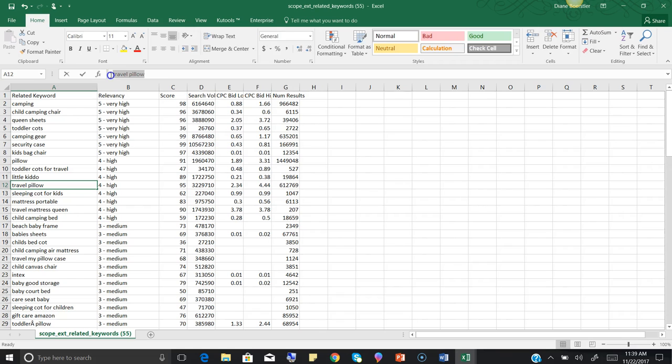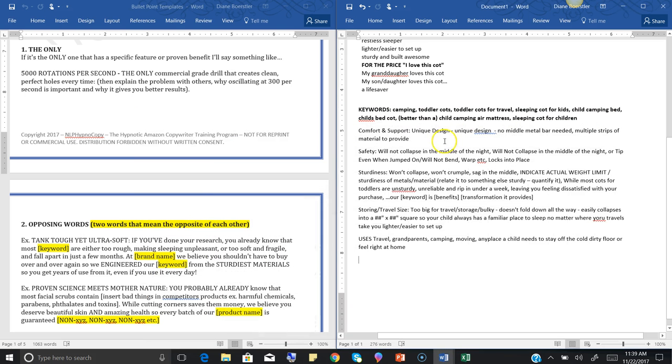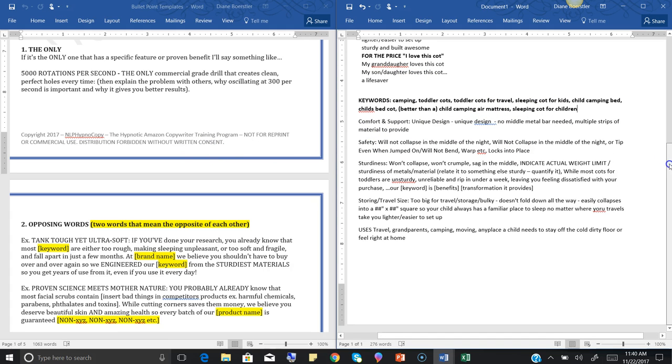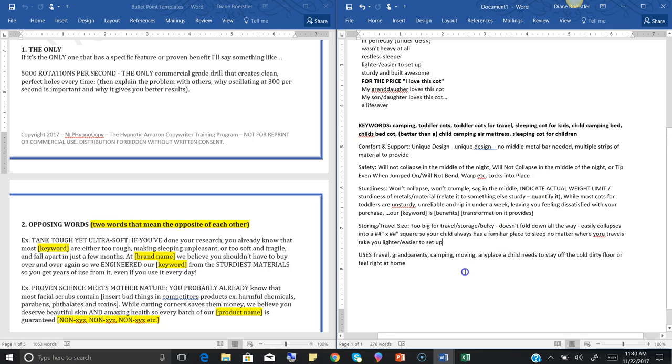We know, like if they're looking for a travel pillow, they may also be looking for some travel gear for their kids, right? So I took the keywords that I felt were the most relevant, that are going to get the highest sales, and I like to paste them up here. That way I'm not going back and forth between this and the buyer's keyword analysis, right?